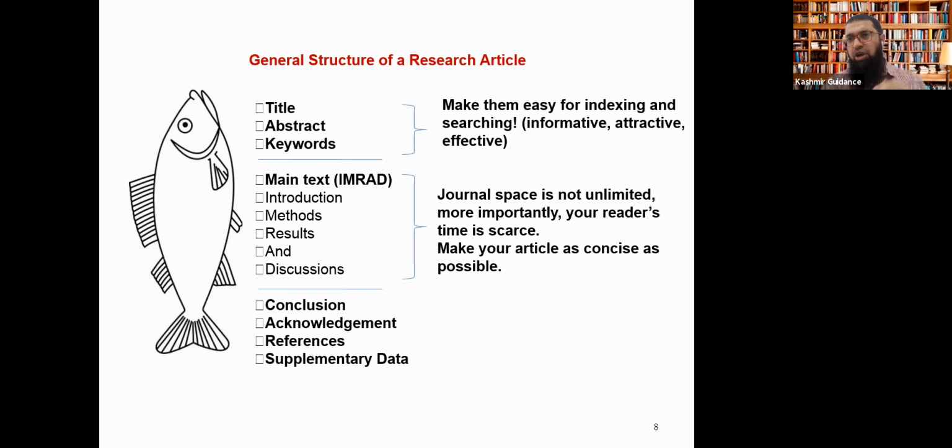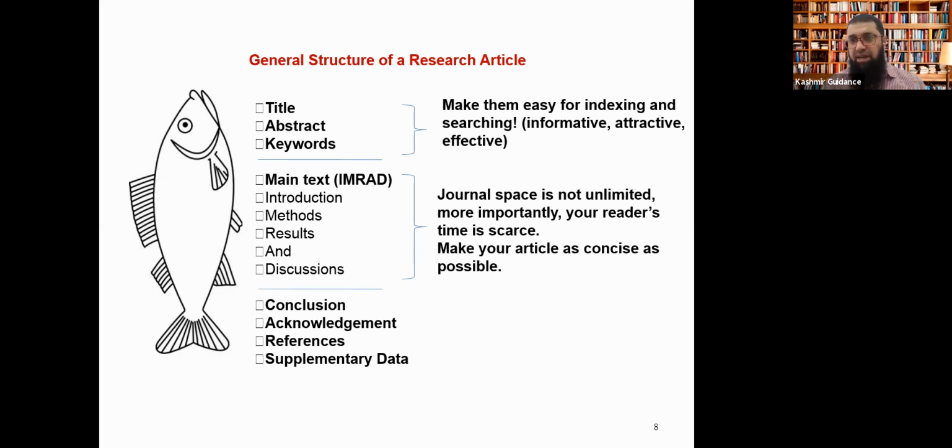Then the main body of the research paper includes IMRAD: the introduction, methods, results, and discussion. Sometimes results and discussion are written together, but mostly they are written separately, results separately and discussion separately. And the final part is the conclusion, because a research paper may be 20 or 25 pages of lengthy information. But what is the main conclusion? You can find it in the tail, like the conclusion.